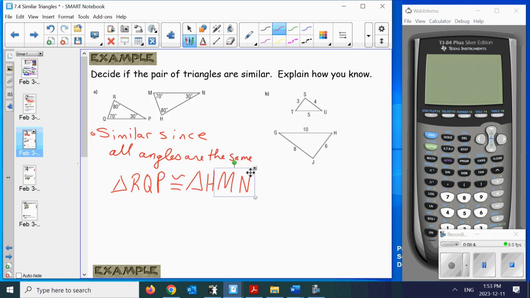Now, for B, are these similar? Now, it's definitely not because of the angles. So what you've got to do is test. If I take side 3, how do you make that? My hunch is that's the shortest side. So is it like 6? Well, what's the multiplier that gives you 6? 2. So 2 times 3 is 6. Okay, good. 4 times 2 is 8. This is good. 5 times 2 is 10. This is similar.